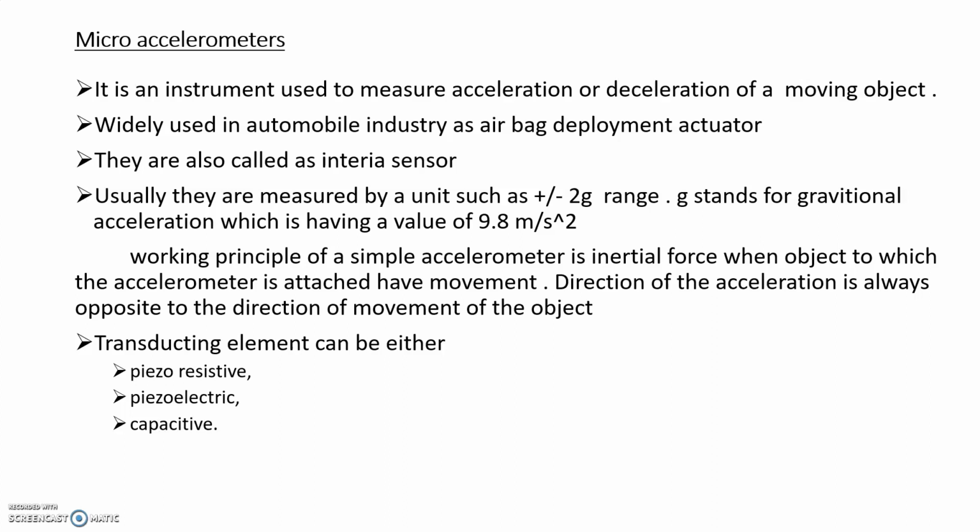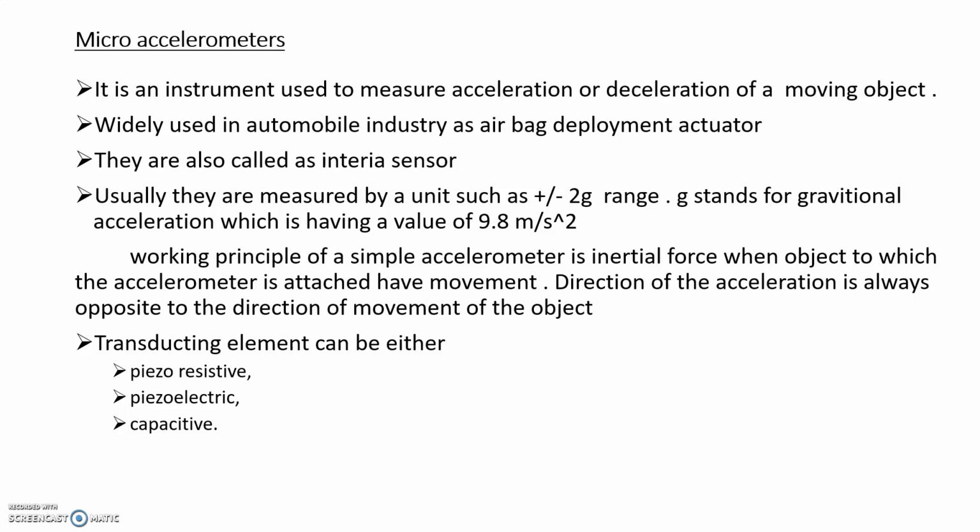This g stands for a value which is called the gravitational acceleration, which has a value of either 32 feet per second square or 9.8 meters per second square. That depends upon which unit system we are making use of. One of the major points at which we can define the working of an accelerometer is that it is actually the inertial force. We have a proof mass placed in the structure, which will be studied in detail later.